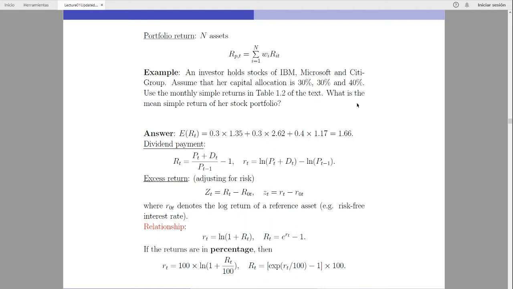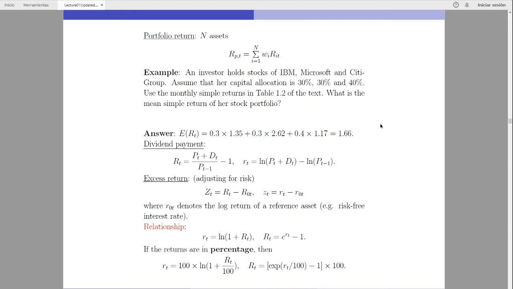Now, if we have n assets, we can define this return after t steps as a sum with certain weights omega. For example, our investor holds stocks of IBM, Microsoft, and Citigroup. We assume the capital allocation is 30, 30, and 40% respectively. So we will use monthly simple returns in table 1.2. And we wonder about the mean simple return of the stock portfolio. About the mean, this is how we calculate a weighted mean with 30% capital allocation, 30% capital allocation, 40% capital allocation, and the corresponding simple return. And we get an average return of 1.66 for this portfolio.